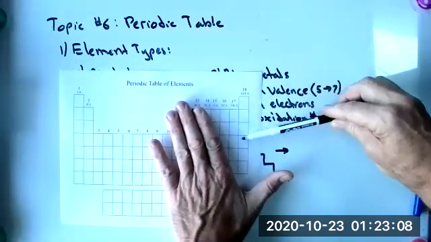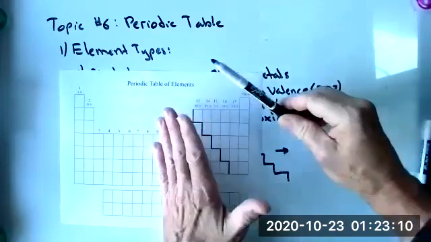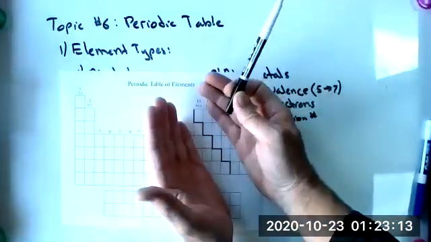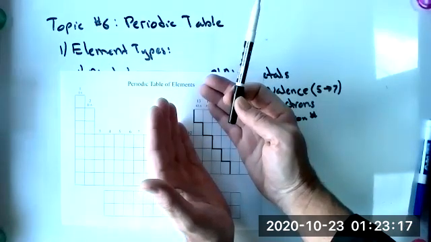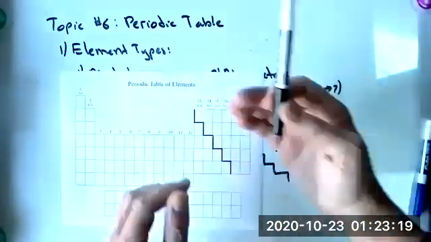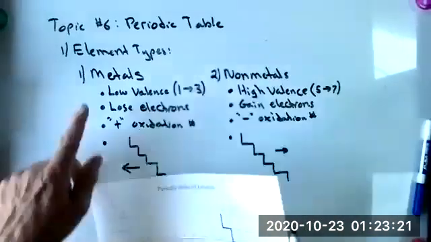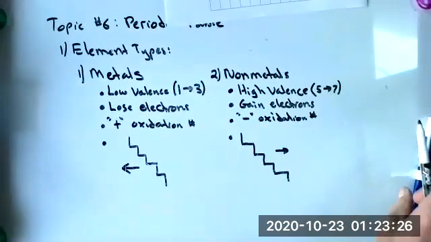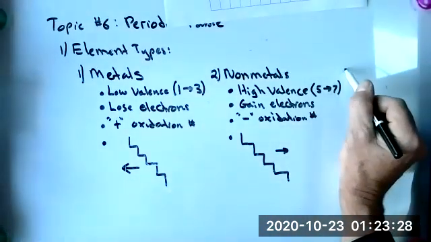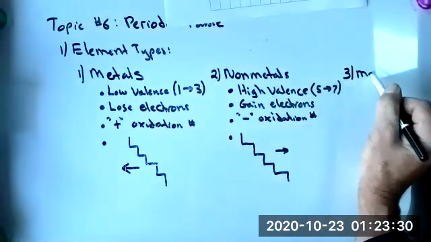Now, if you've noticed, what I haven't touched on yet are the guys that are around this little zigzag line. Yes, we have element types that are around this little zigzag line. They're not called metals. They're not called nonmetals. I don't know if you have heard of these or not. They're actually called metalloids.